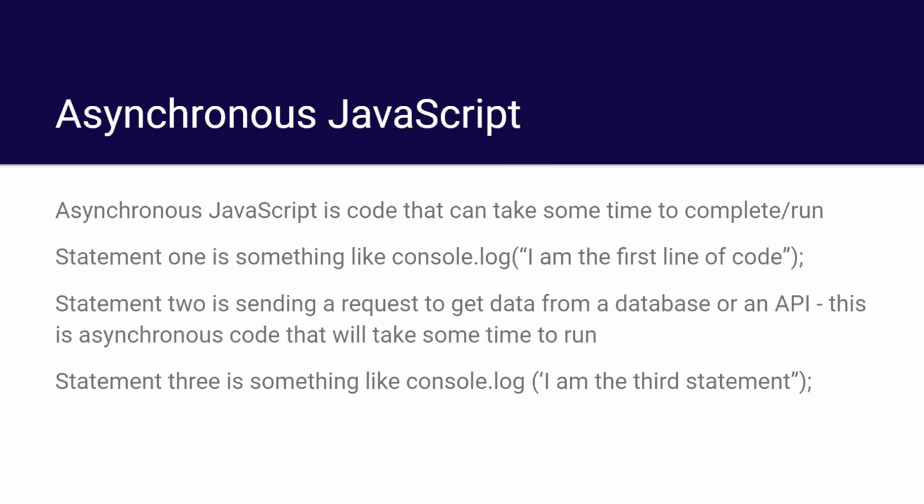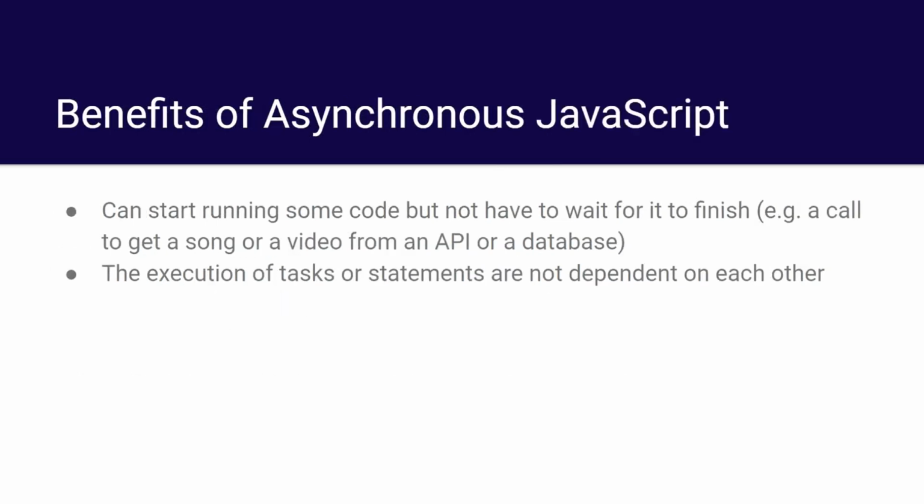So this is the whole idea behind asynchronous JavaScript. It's basically non-blocking. If you're sending a request to an API to do something, you don't need to wait for a response before doing something else. You can continue to execute operations in your JavaScript file. So the benefits of asynchronous JavaScript is that we can start running some code, but I'll have to wait for it to finish before going on to do something else.